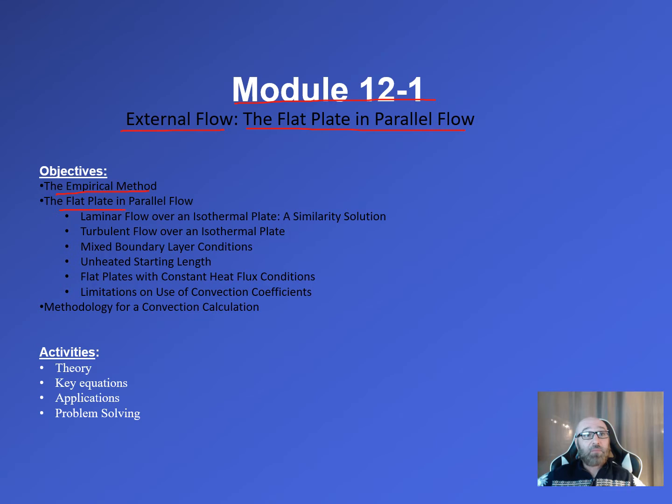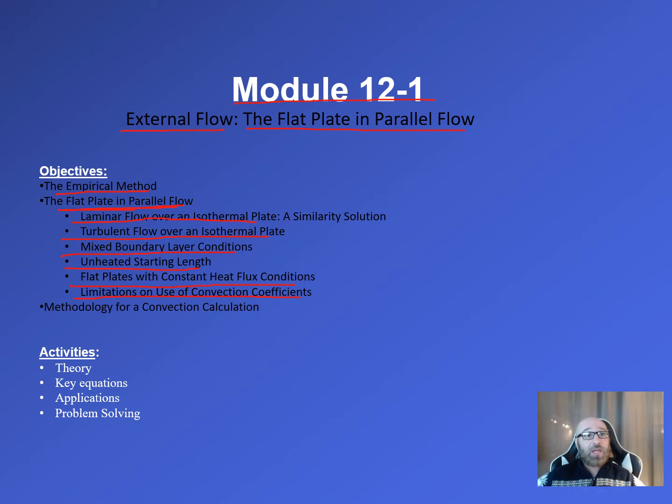So within this section, 12.1, we're going to be taking a look at the empirical method, talking about this flat plate and parallel flow, where within that, we're going to look at laminar flow over an isothermal plate. We're going to look at turbulent flow over an isothermal plate. Then we'll look at mixed boundary layer conditions, moving on to unheated starting length. And from there, go to our flat plates with constant heat flux conditions. And then finally look at our limitations on the use of the convection coefficient. So we're covering all these different areas and scenarios within our flat plate and parallel flow.